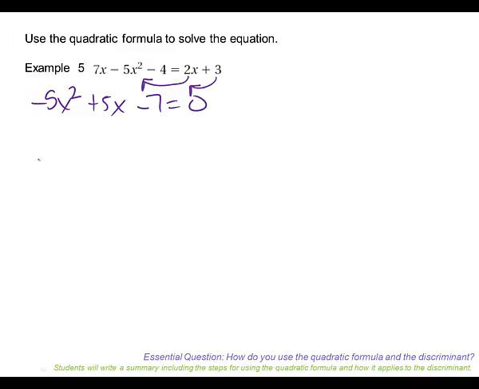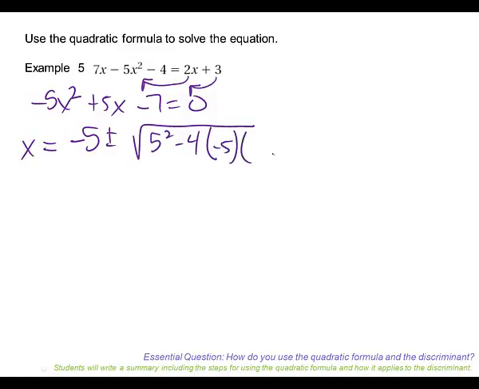Okay, so x equals negative, what's the b value? 5. Good. Plus or minus square root of, what's going to go next? 5 squared. Okay, minus 4 times negative 5 times negative 7. Does it matter if I mess up the order on those? If I swapped the 5 and the 7, would it be okay? Yes. Yeah, multiplication's commutative, so it does not matter the order on that.